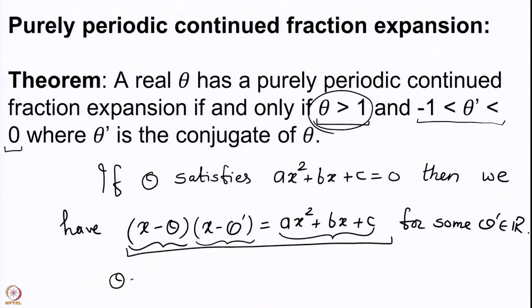This theta prime is called the conjugate to the theta that we started with. So, if your theta has the form a plus b root d, then theta prime is of the form a minus b root d. So, if you know how your theta is written in the form a plus b root d, then computing this theta prime is not difficult. But the condition now says that your theta is bigger than 1, and then this theta prime has to be a negative number, but it cannot be a very large negative number. It should be between 0 and minus 1, and it should not be equal to any of these two. It is an irrational number, so of course it will not be equal to any of these two.